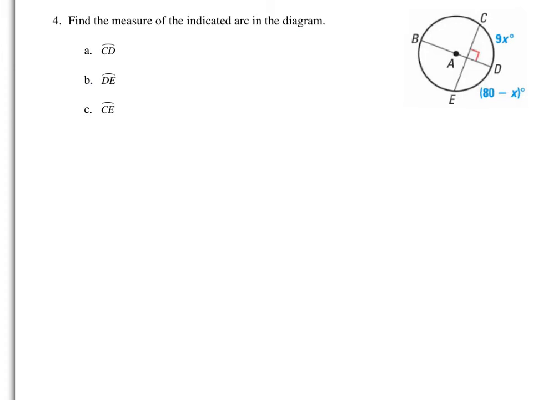So this one is similar to one we did before. Because our BD is the diameter and it is perpendicular to this chord, that means the chord is bisected, but it also means that the arc pieces are congruent. So we know that the arc of CD is congruent to the arc of DE. And because of that, we can set those pieces equal to each other. So 9x is equal to 80 minus x.